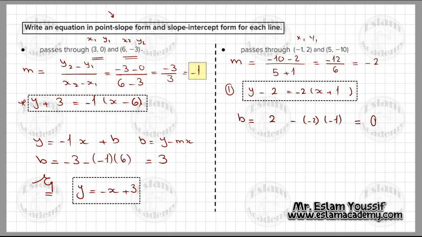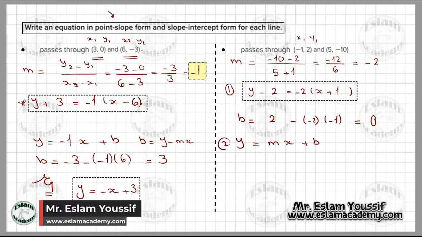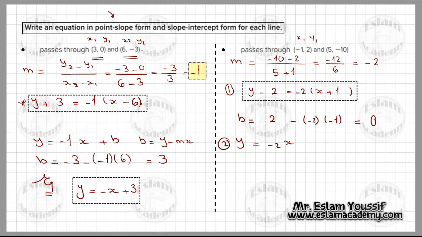So now we need to write the equation. The equation will be y equals mx plus b, and that's the second requirement. Instead of m, we just replace it with negative 2, and instead of b, we just replace it with 0. So the equation will be y equals negative 2x. And that's how we can write the equation if the given is 2 points.